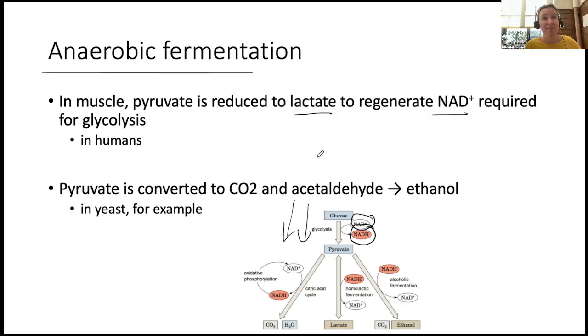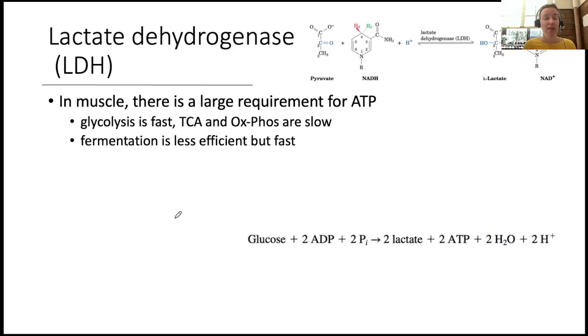Together, folks, we'll be focusing on what's happening in humans. We will not really be talking about what happens in other organisms. So let's talk about the enzyme that converts pyruvate to lactate. That enzyme is called lactate dehydrogenase, LDH is its abbreviation. It takes pyruvate and NADH and converts them into lactate and NAD+.